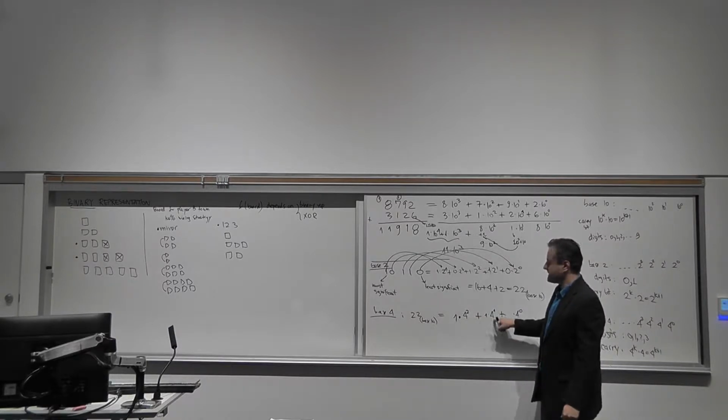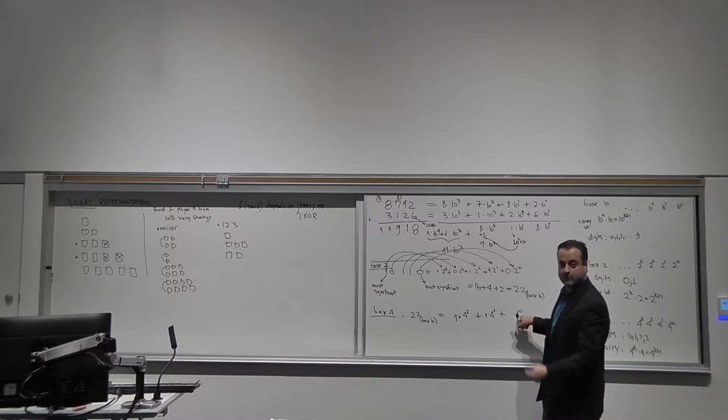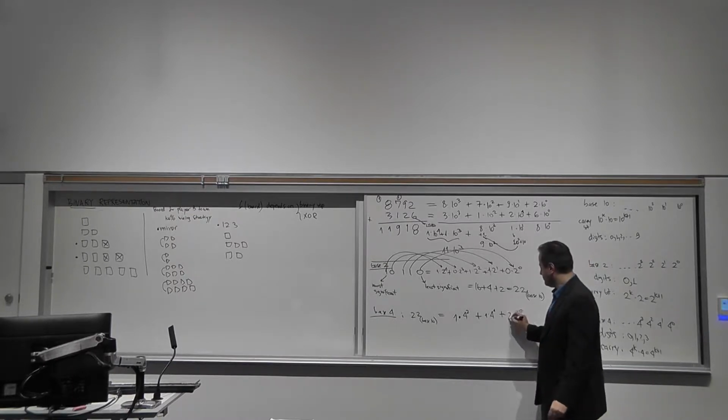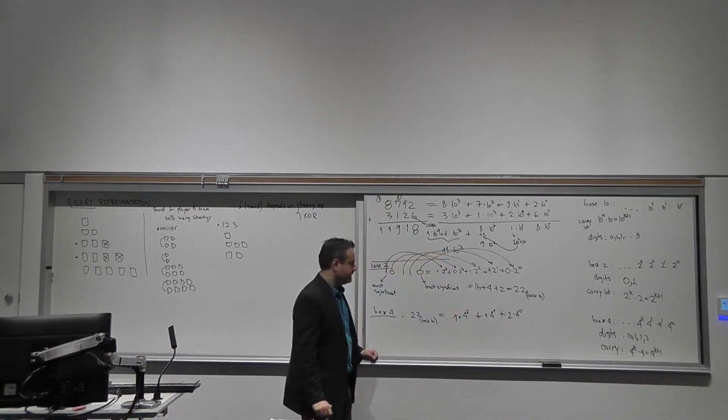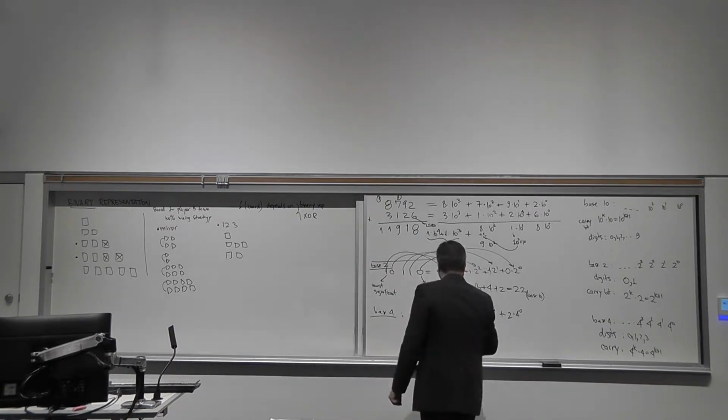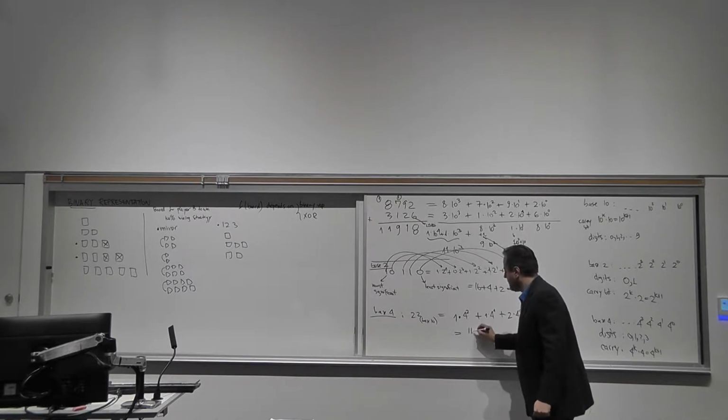So I've got 16 plus 4, that's 20. How many 4 to the 0s do I need to add to it? 2, right? Because 16 plus 4 plus 2 is 22. So what is this in base 4 now? 1, 1, 2, base 4.